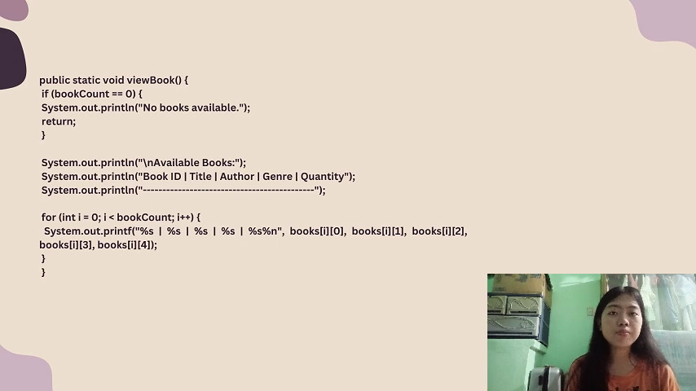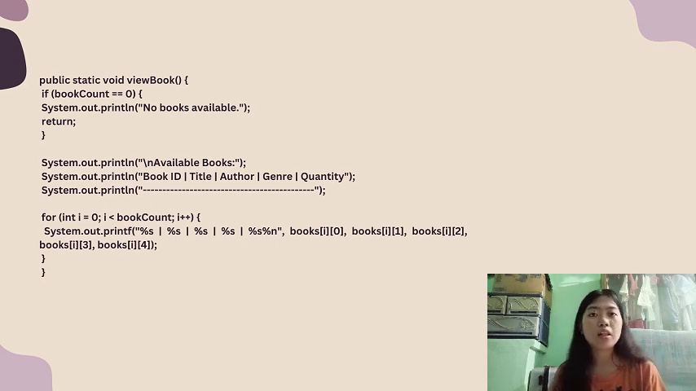Greetings everyone, I'm Pauleen Balean and I'm here to explain the view books feature of our digital library management system. This feature is essential because it allows users to see all the available books in the library along with the details. These details include the following: the book ID, the title, the author, the genre, and the quantity. Let me explain how this works.